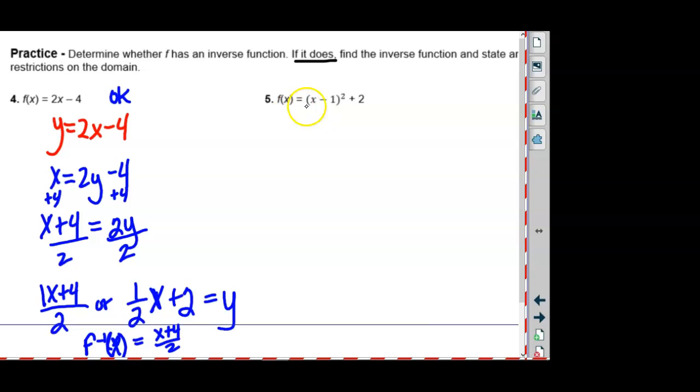All right, good news. What is the shape of number 5? Talk to me about transformations. It's a parabola that has shifted right 1 and up 2. Okay, but does that pass the horizontal and vertical line test? No, so it says determine whether f has an inverse function. It has an inverse, but it would not be a function, so we don't have to find it. Inverse is not a function.